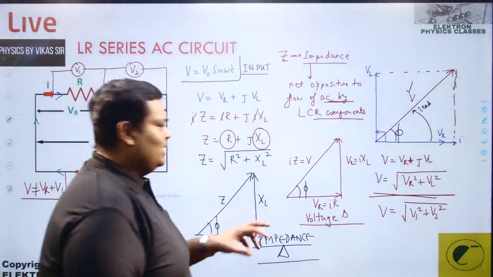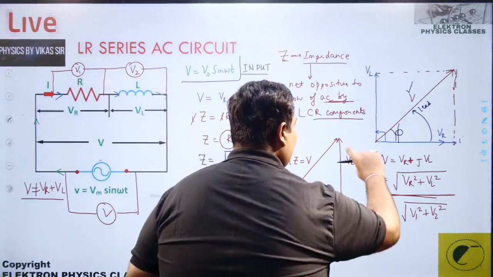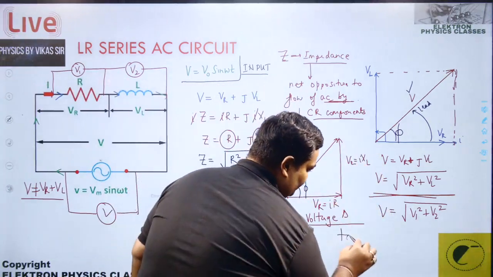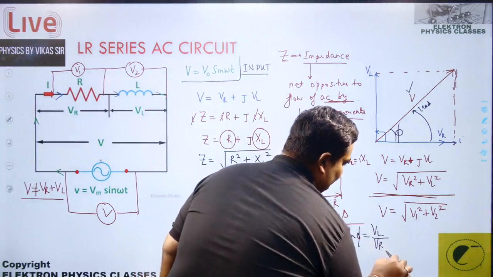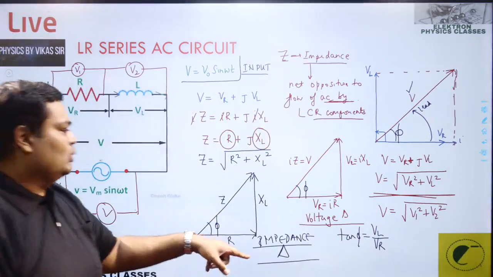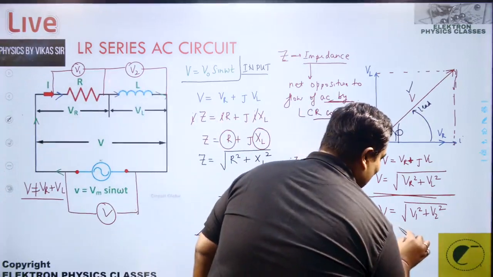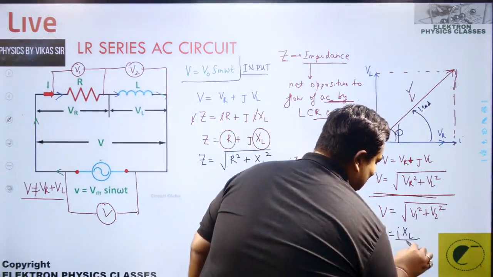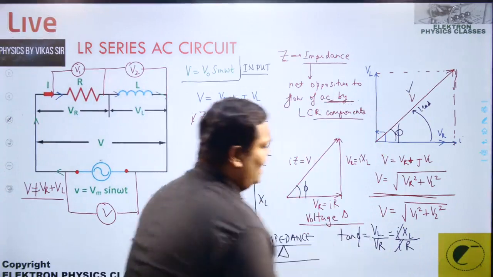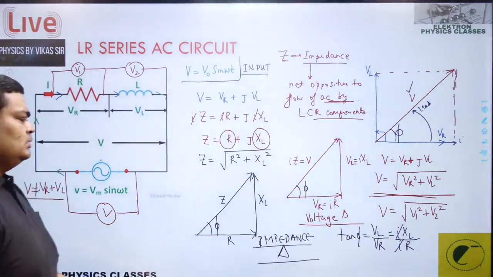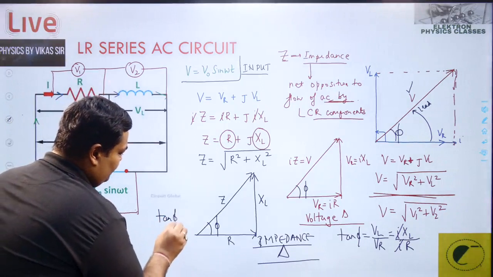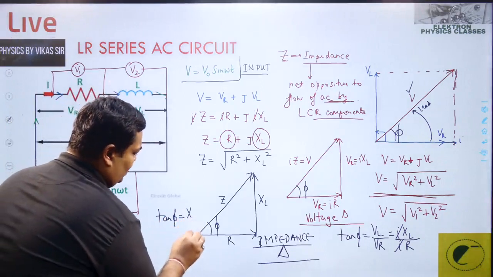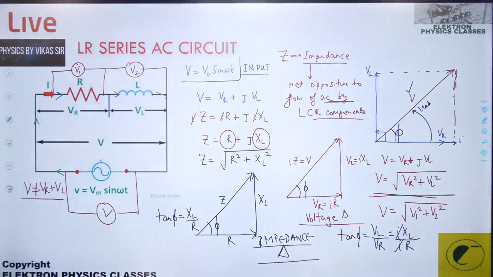The same thing will come from here: take tan phi. So VL by VR, what is tan of phi? It is VL upon VR. Now how do you write VL? VL is equal to I into XL, and VR is I into R. I and I cancel, so what do we get? XL by R. So you have tan of phi equal to XL upon R.